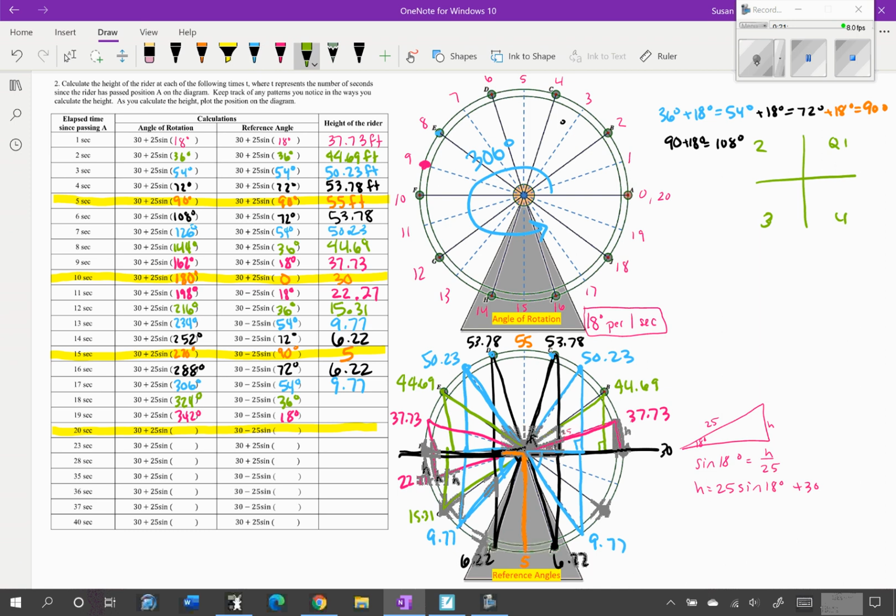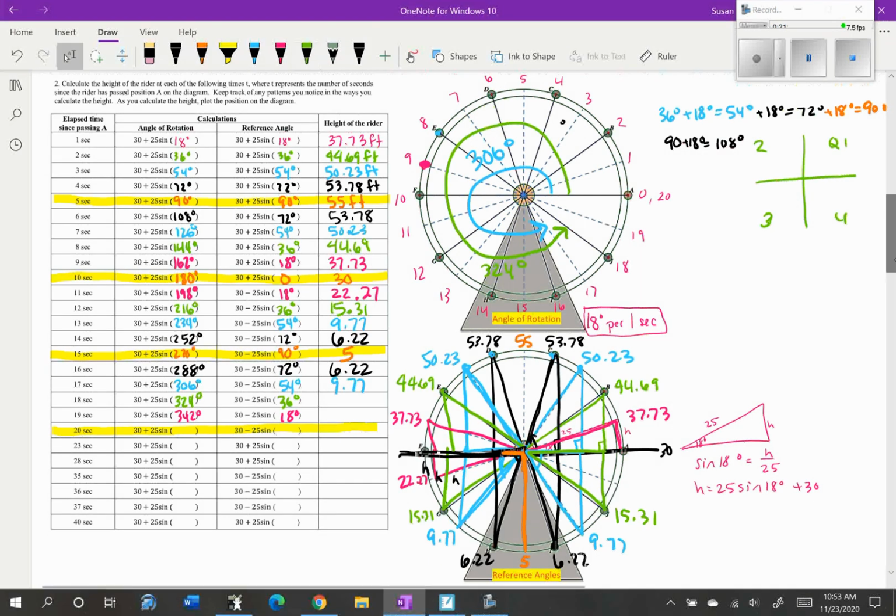And so then the next one would be from here all the way around to 18, which would be 324 degrees. And the reference angle is using this triangle right here, which we know it should be 15.31 feet because it's the same height as the one on the other side. So 15.31. When you plug in your calculator, you should get the same thing.